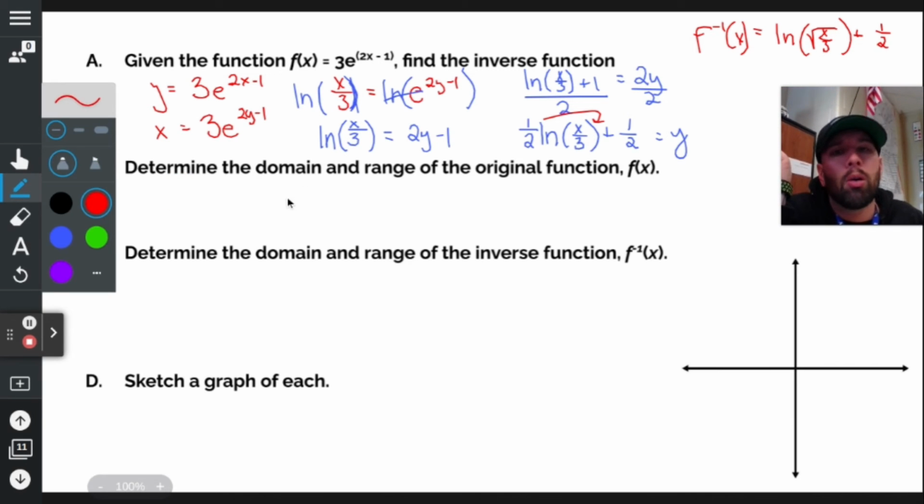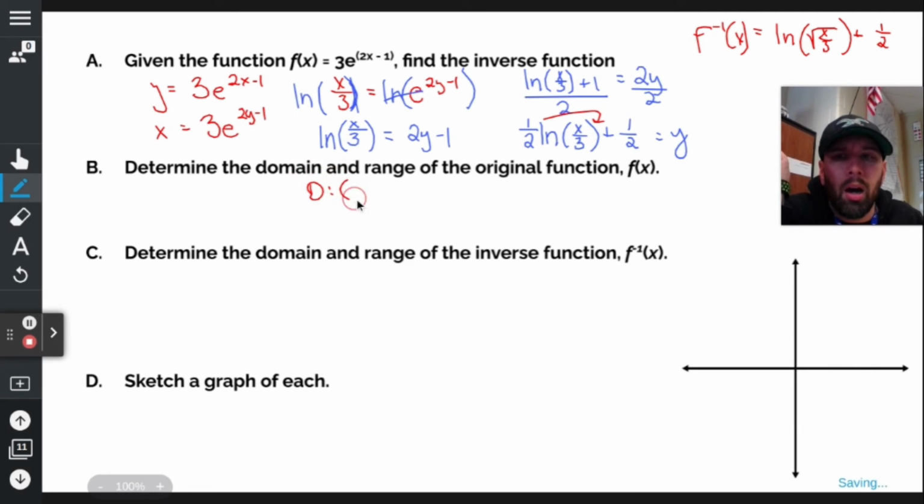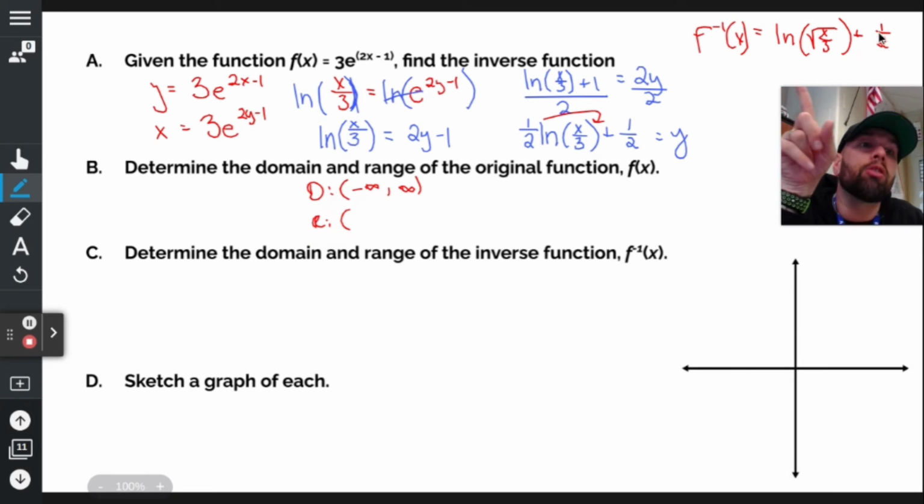Okay, so I have a domain of negative infinity to positive infinity. And my range is going to be, I'm adding a half. So since my range is a half, I'm going to bump it up just a little bit. Okay, so this is an ln. So my range is going to be 1/2.